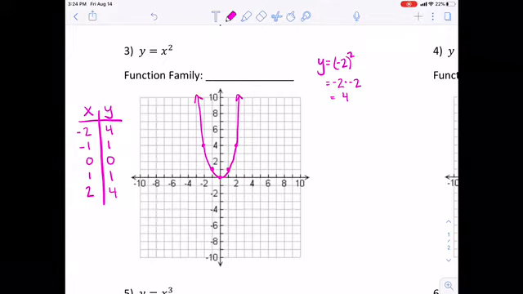Now, this shape has a name. Hopefully you remember from last year that we call this shape a parabola. But even though the shape is called a parabola, that's not the name of the function family. We call this the quadratic family.